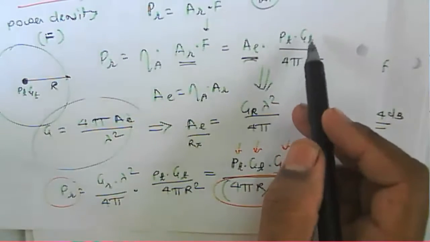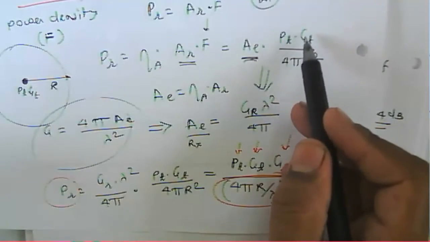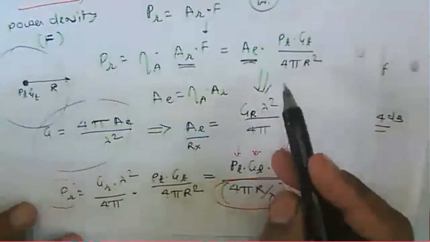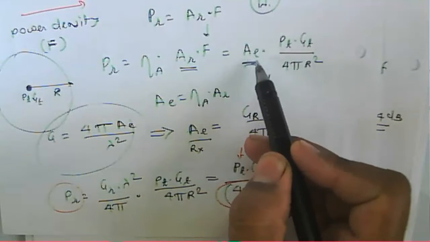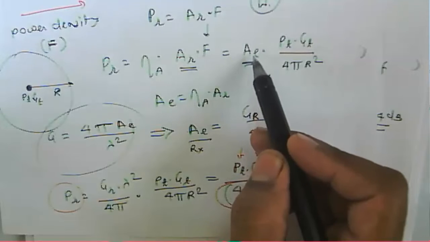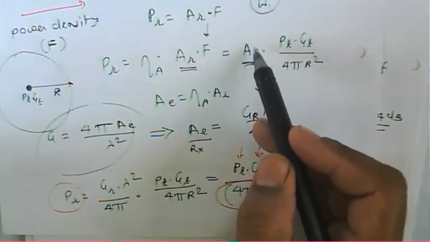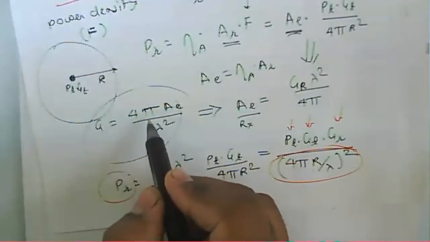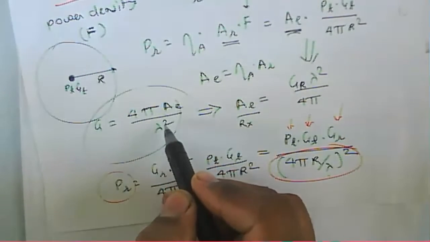Now this PTGT is for the transmitting antenna. Our aim is to find out the received power at the receiving antenna. So we have to find out the effective area of this antenna. The effective area of the antenna depends on the gain of that antenna. So we can write the equation for the gain is equal to 4 pi epsilon AE, that is the effective area of the antenna, divided by lambda square.